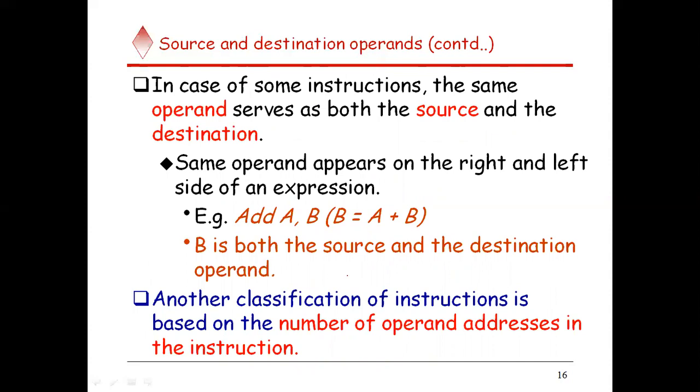In the case of some instructions, the same operand serves as both source and destination. Look at this example: add A comma B. A and B will be added and the result will be stored in B. In that case, B acts as both source and destination.